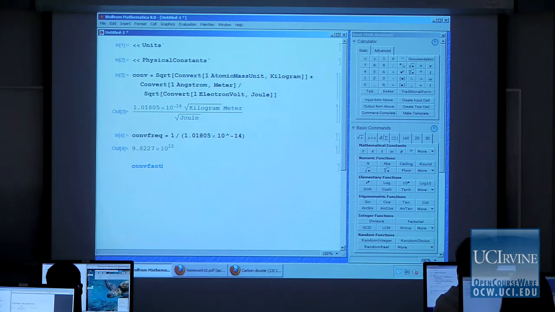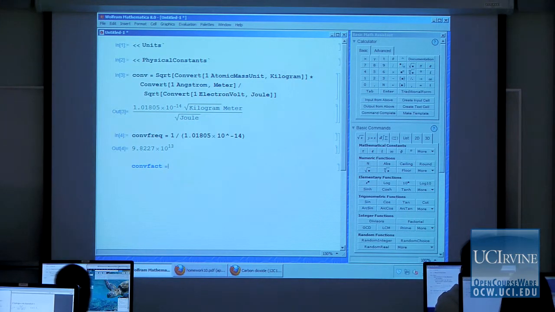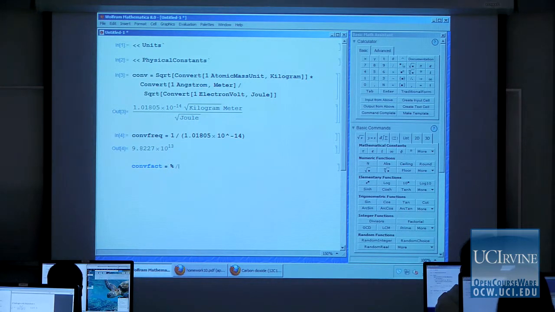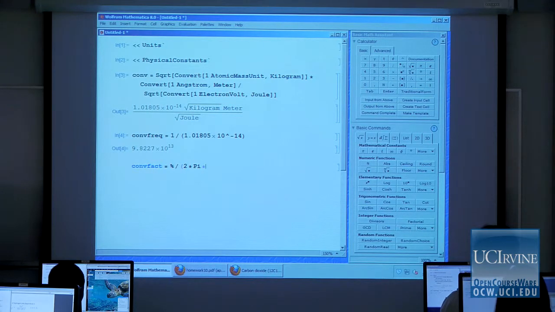Now what I want to do is, I guess I didn't give it a name. The last thing that I wrote over there, I'm going to define as convfact, conversion factor. And this is going to take our frequencies and turn them into wave numbers. So it's going to be equal to percent, that number we just calculated, and then divided by 2 times pi times the speed of light in centimeters per second. So I need 2.998 times 10 to the 10, sorry. And that number is 521.458. So this is going to take our weird frequencies and convert them to wave numbers.